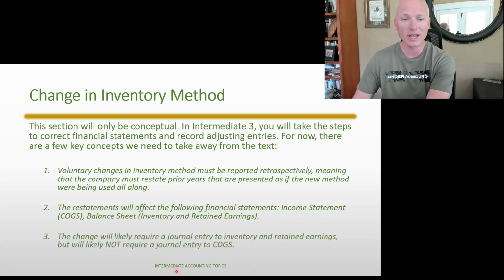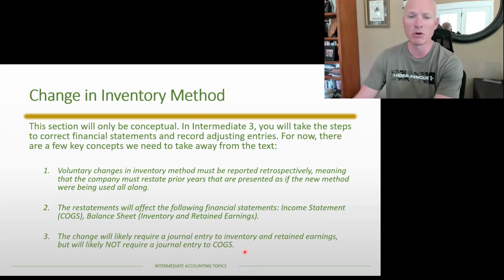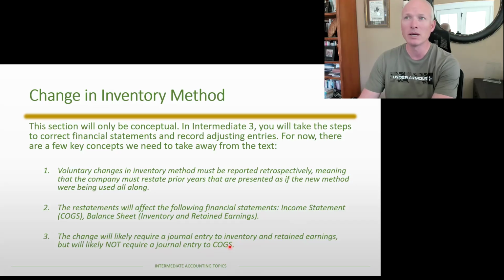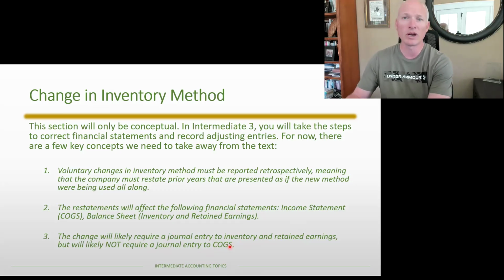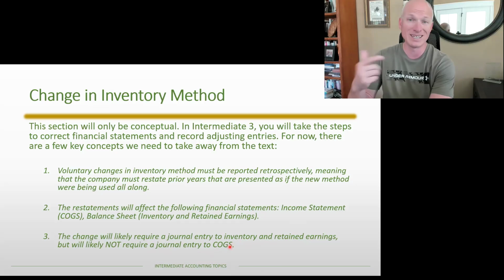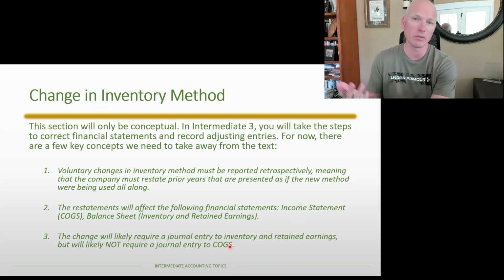And then you're likely going to have a journal entry because at a minimum, you're probably going to have to change your inventory balance and your retained earnings balance. But beyond that, you're probably not going to have to touch cost of goods sold. The only time you might is, let's say, partway through the year you switch from LIFO to FIFO or vice versa, or whatever it might be. Whatever you'd record as cost of goods sold to date, you'd have to restate using the other method. But outside of that, you're probably not going to touch cost of goods sold.